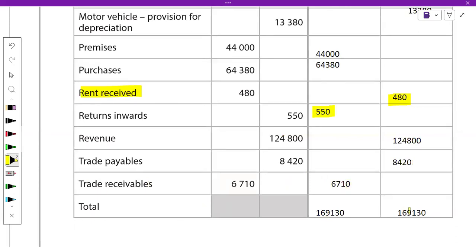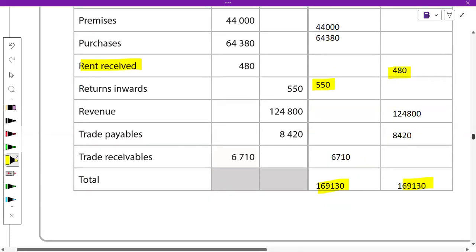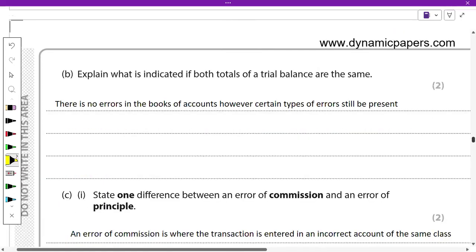So in total, we have this balance. As you can see, our debit and credit sides are equal to each other. That is why there is no problem in it. But yes, there can be some problems, because some errors would not affect the trial balance. And our part B is all about it.